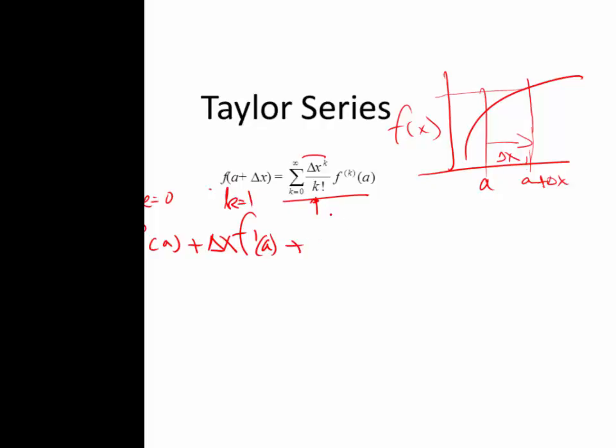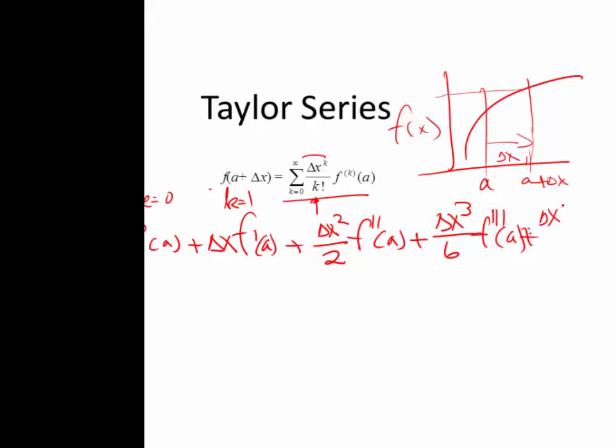And then for k equals 2, we have delta x squared over 2 factorial, which is 2, and it's the second derivative at a. And then for k equal to 3, it's delta x cubed over 3 factorial, which is 3 times 2 times 1, which is 6, and then it's the third derivative at a. And then the fourth term would be, let's go ahead and do it: delta x to the fourth over 4 factorial, which is 24.